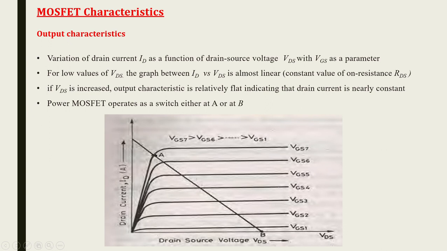Here you see, from this region it will be acting in saturation region, this region it will be acting in cutoff region, and this region it will be acting in active region. So a power MOSFET operates as a switch either in A or B, that is either in saturation region or in cutoff region. So this is the output characteristics of power MOSFET.